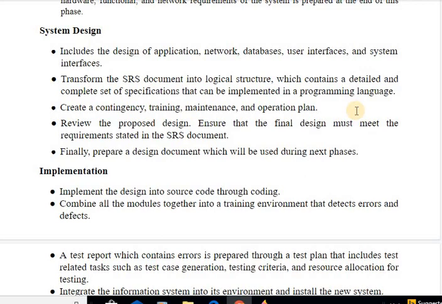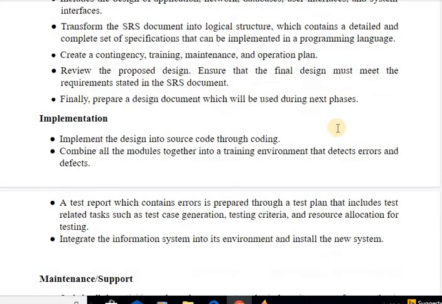This design document is considered by the implementation phase, or the person responsible for doing the implementation. He or she will implement the design into source code through coding, and it will combine all the modules together, because coding will connect all the modules by using some commands.